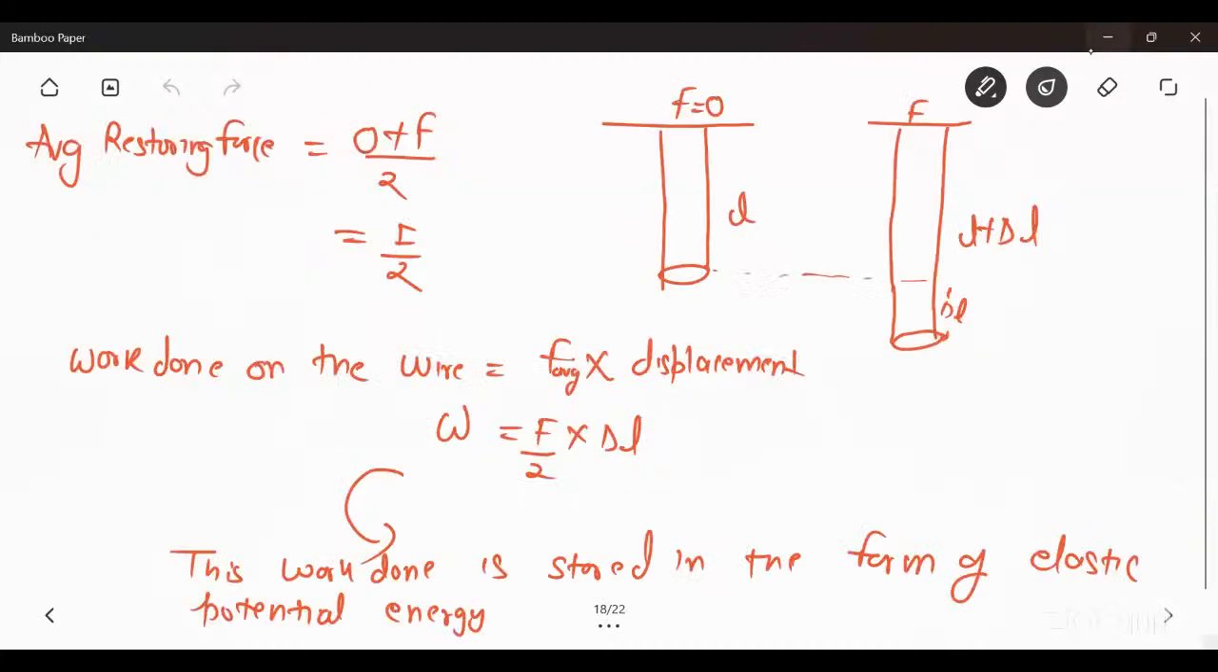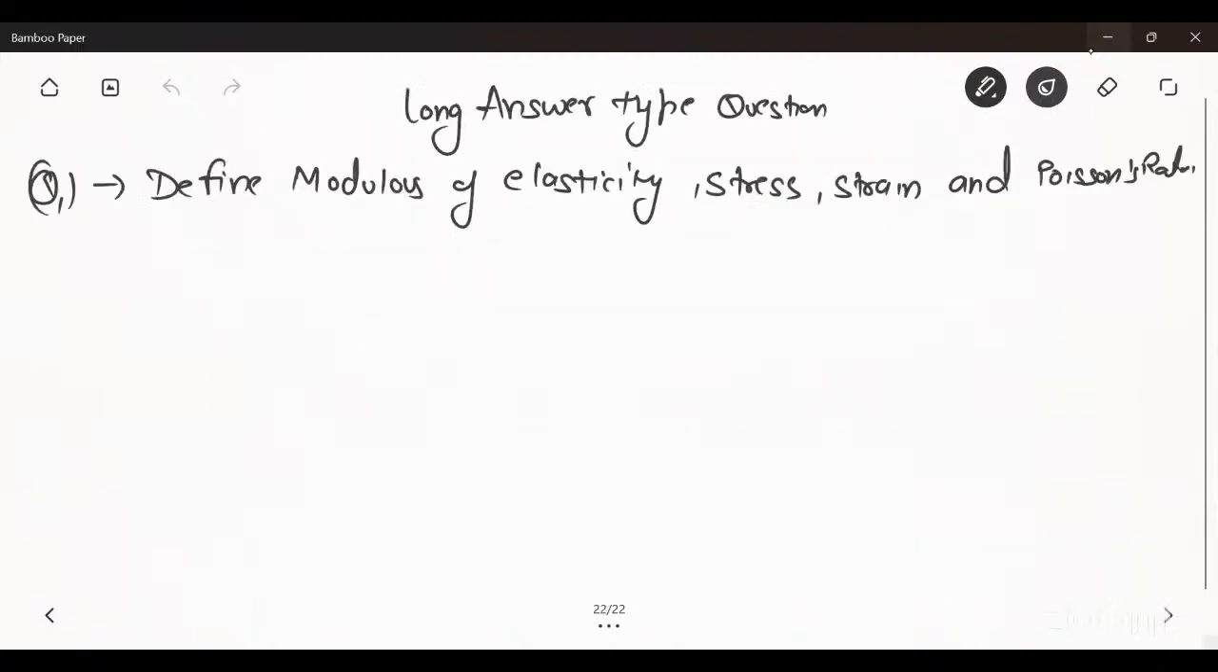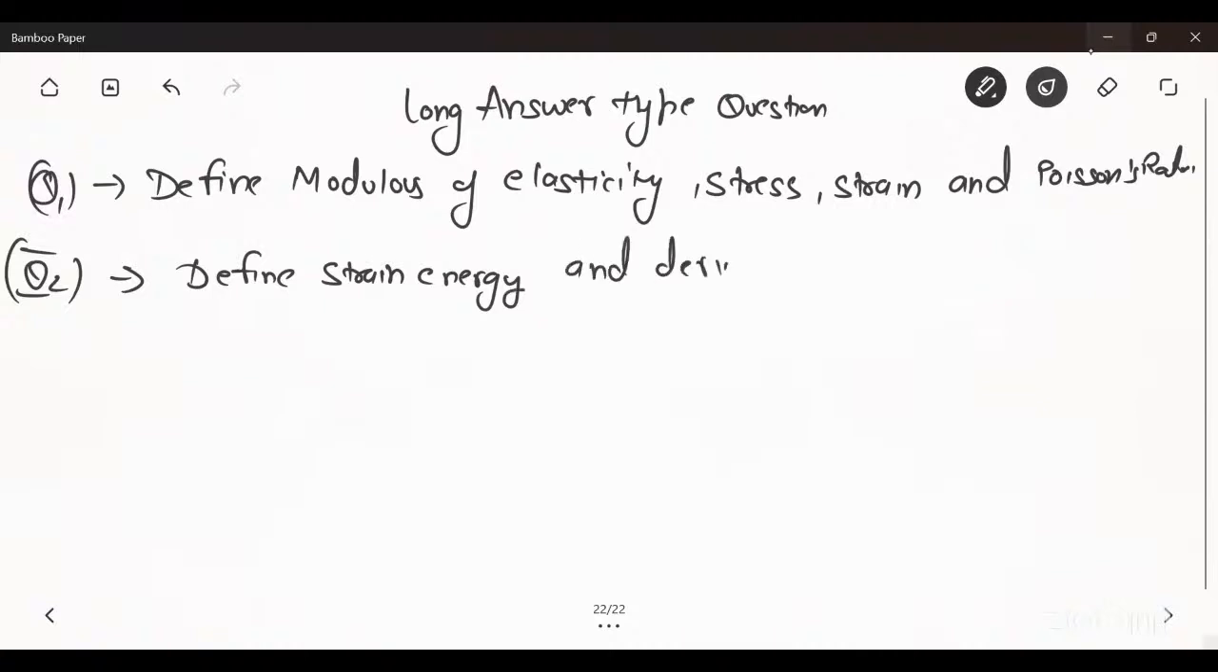Now the next long answer question is: define strain energy and derive the equation for the same. So, students, what is strain energy? Strain energy is nothing but the same as the elastic potential energy. Elastic potential energy is also known as strain energy.